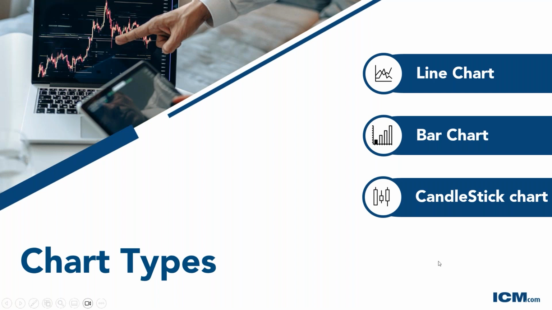So one is the line chart, the second one is the bar chart, and the third one is the candlestick chart. It's quite interesting, because when you start reading and understanding charts, what exactly they are, in this topic we are going to learn how charts are defined, how they are built, and what the different types of chart are.